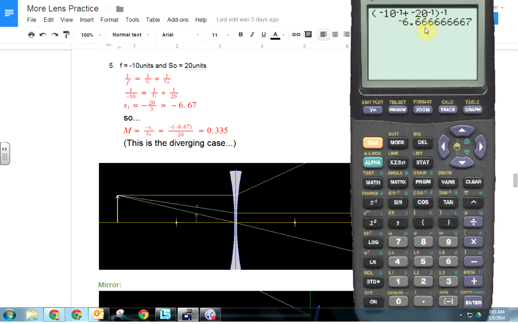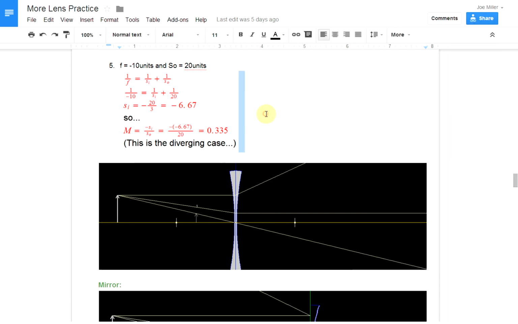So we get negative 6.67 units, centimeters, whatever it is. Now it's easy for us to go ahead and get the magnification because we can say negative SI over SO. The negatives cancel. We get a positive number, which means we're going to have an upright image. And we get a number smaller than 1, which should always be the case, which means to say that our image is smaller, as you can see, than the object. Okay, so that's how we do the math.